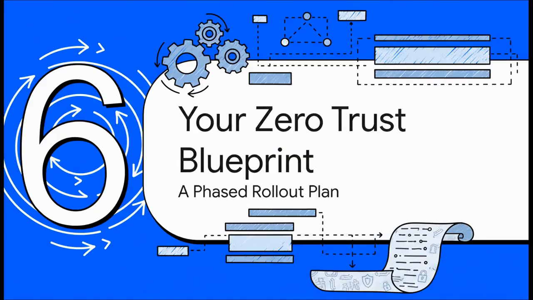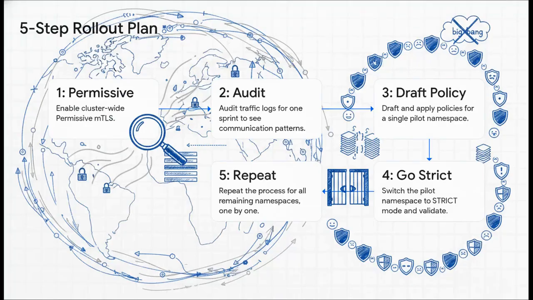Okay, let's zoom back out for a second. We've seen the tools, we've walked through the process for just one namespace. But how do you scale this across your entire organization? You need a blueprint, a repeatable, phased plan that you can use over and over. The key here, the most crucial point, is that this is an iterative process. You start globally with permissive mode, just watching. Then you pick one low-risk namespace to be your pilot.